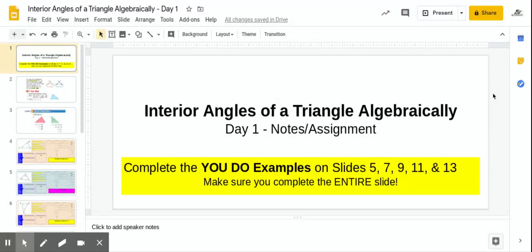Hey everyone, today we're continuing on with our unit on triangles, and we're going to continue focusing on interior angles of a triangle today, but now we are going to be finding the missing measure of an interior angle algebraically, which means we're going to have to create and solve algebraic equations, just like what we did in our angles unit with complementary, supplementary, and vertical angles.